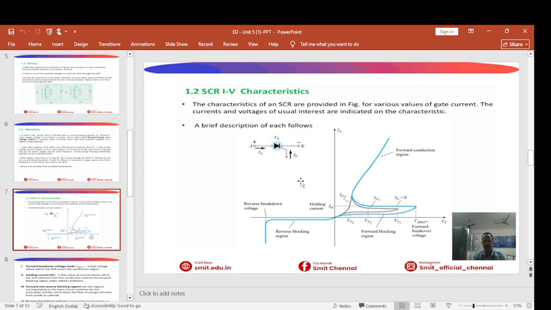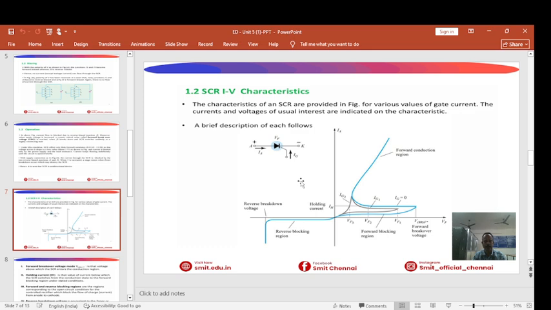Once turned on, the current continues until the anode current becomes less than the holding current. So there are some turning off methods. Obviously we have to rely on these three methods only. The first one is to reduce the supply current. The second one is AC zero crossing. The third one is forced commutation. These are the three methods available to turn off the SCR.